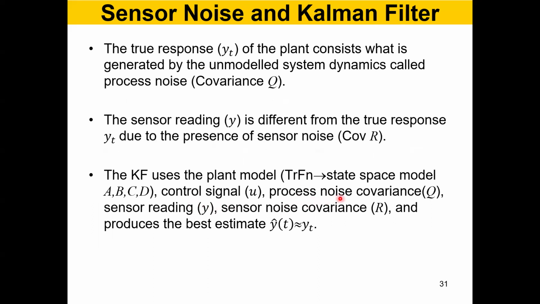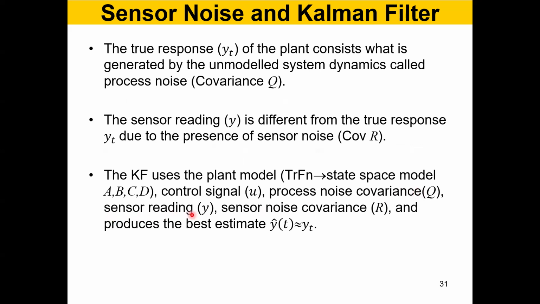It needs to know the process noise covariance. This unmodeled dynamics, it needs to know something about it. This is a questionable thing. How do we know in the first place the unmodeled dynamics? We call it unmodeled because we cannot model it. So then how do I know it? There are ways to find that out.